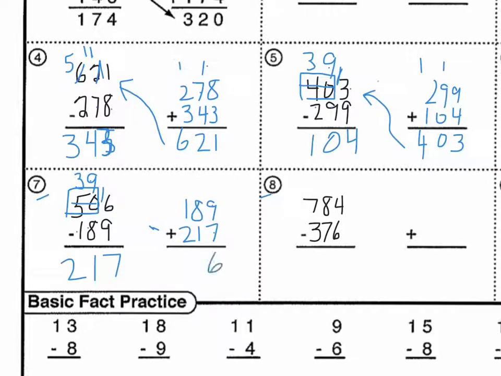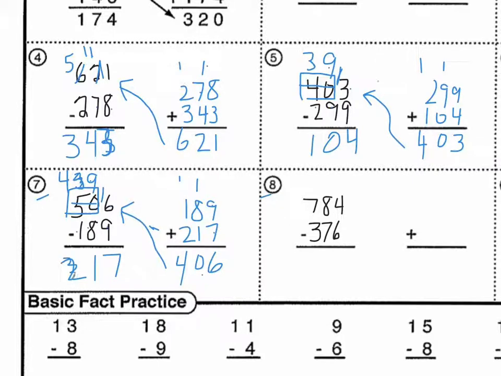9 plus 7 is 16. Bring up the 1, that's 10. Bring up the 1, that's 4. Oh, wait a minute. That's 506, and this is 406. I must have made a mistake. Oh, I see what my mistake is. That 3 is supposed to be a 4. 1 less than 50 is 49.